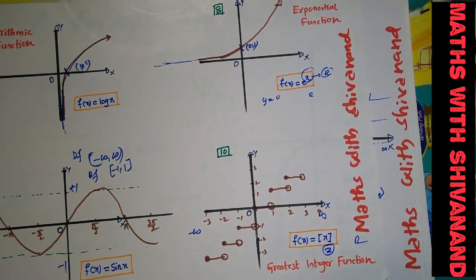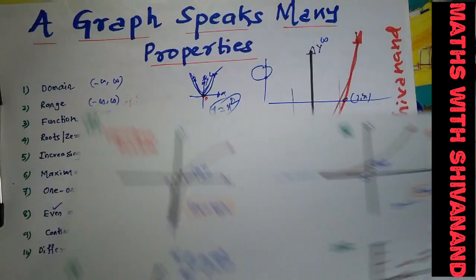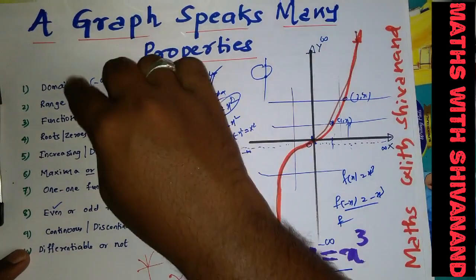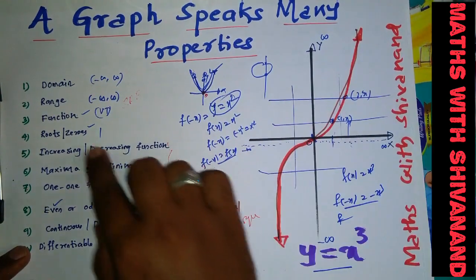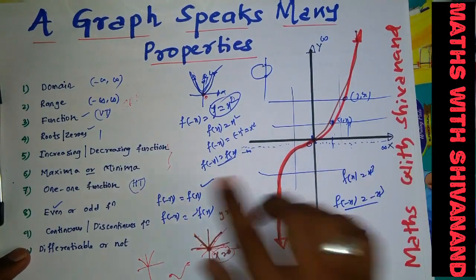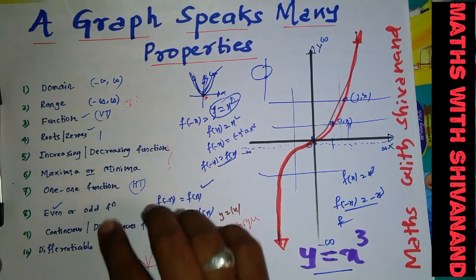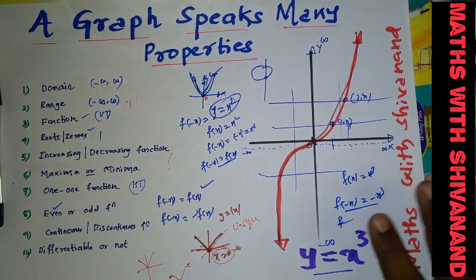In my next session, let me discuss how to find the domain and range of a function with the help of a graph, how to find roots with the help of graphs, and how to find increasing, decreasing, or maxima and minima by looking at the graph.